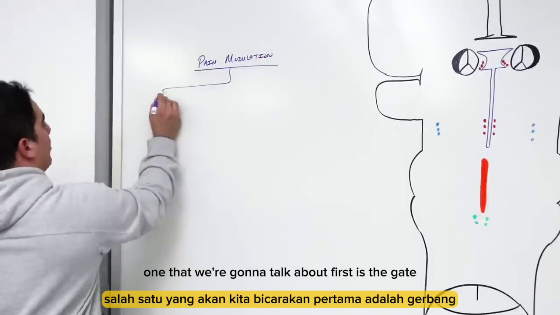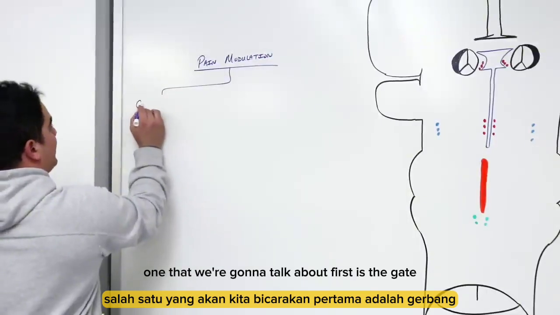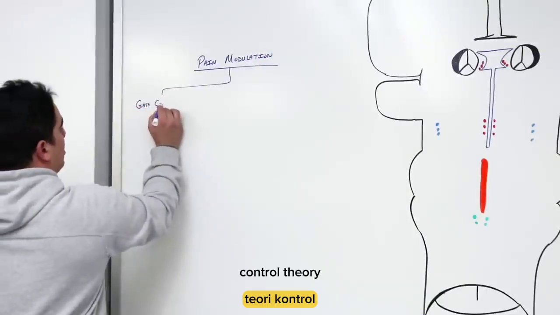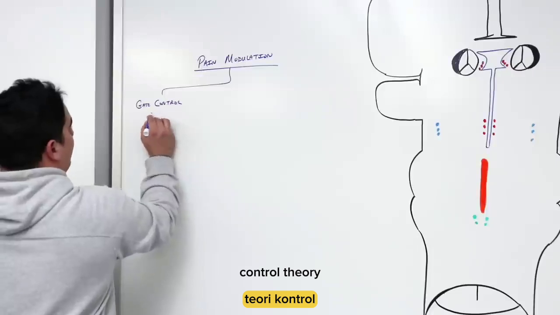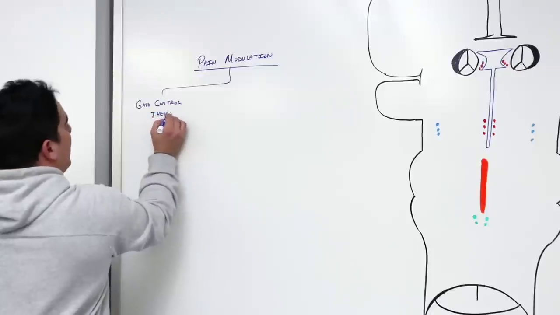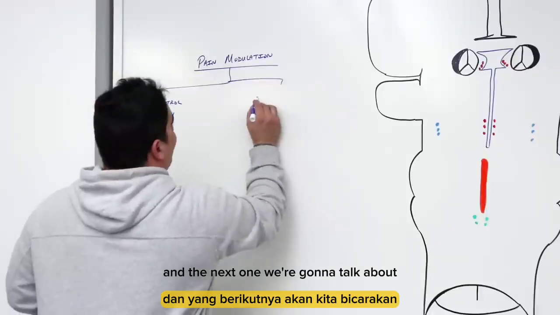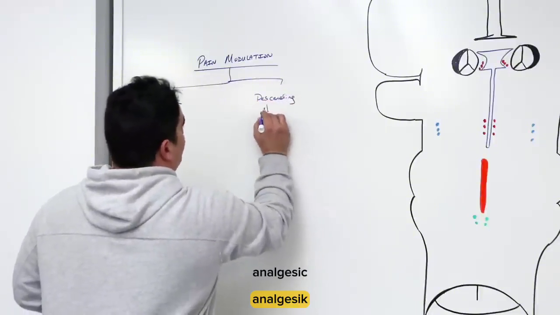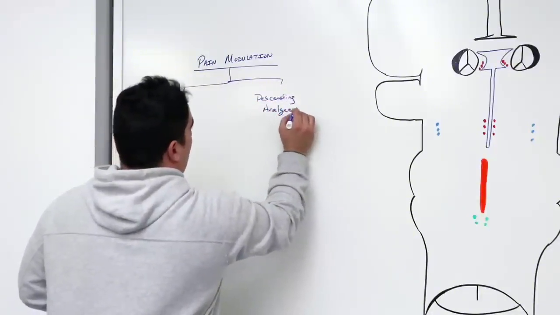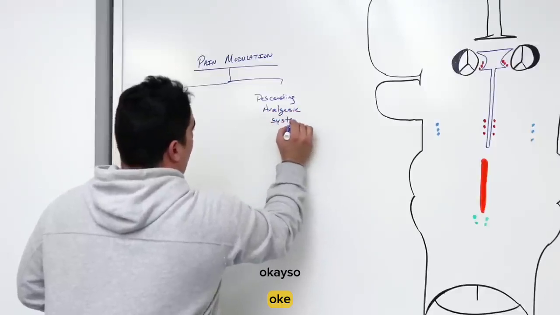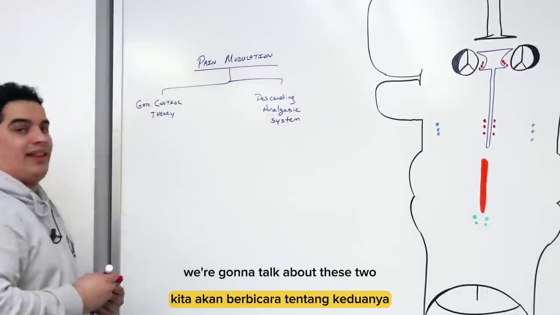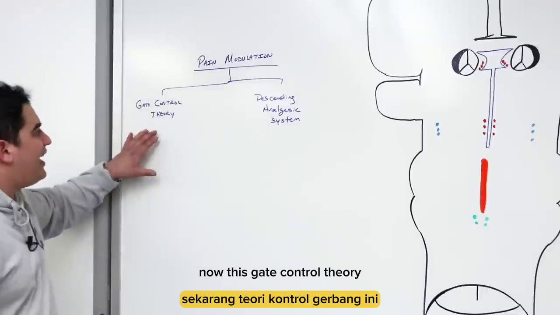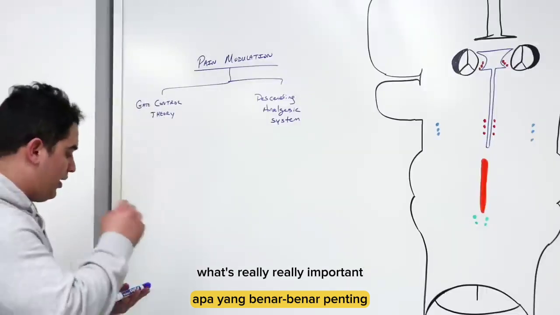One that we're going to talk about first is the gate control theory. And the next one we're going to talk about is the descending analgesic system. Okay? So we're going to talk about these two. Now, this gate control theory, what's really important.